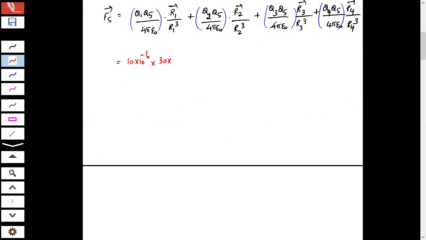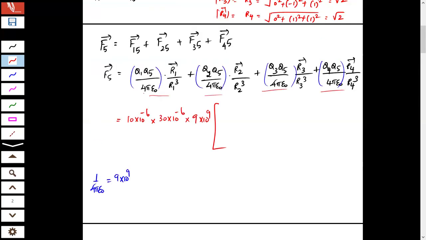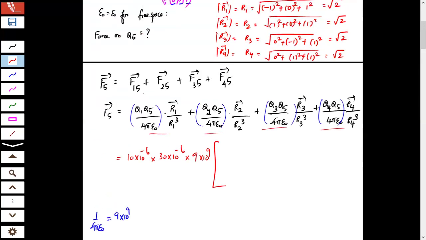So 30 micro is 30 into 10 power minus 6, into 1 by 4 pi epsilon naught. We all know this 1 by 4 pi epsilon naught value is equal to 9 into 10 power 9, so I can replace this with 9 into 10 power 9 directly. So this becomes a common term for all four terms in the summation. Now we should write R1 vector by R1 cube, R2 vector by R2 cube, R3 vector by R3 cube, and so on.